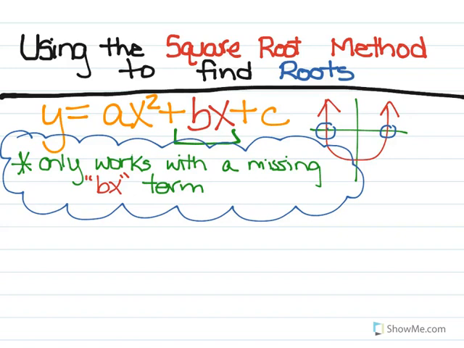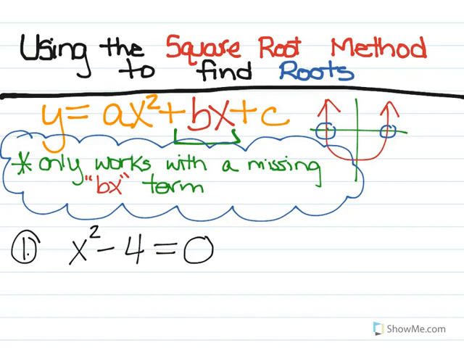And we'll start off with a problem where you'll see that the middle term is not there. So we've got the equation x squared minus 4 equals 0. Your a value is 1, the number that's in front of x squared. Your b value is not there, and your c value is 4.